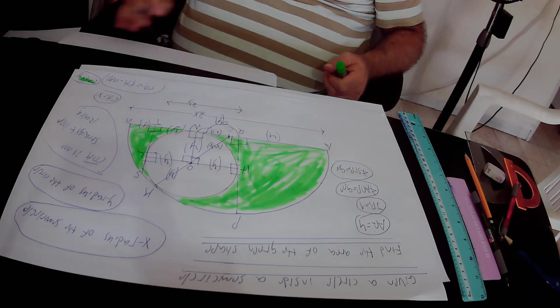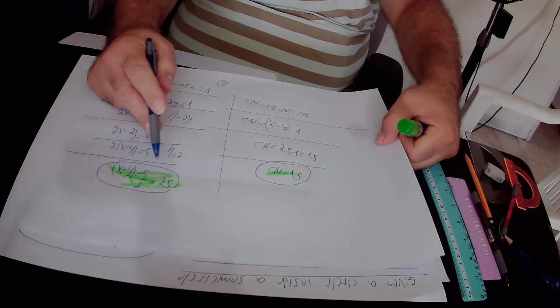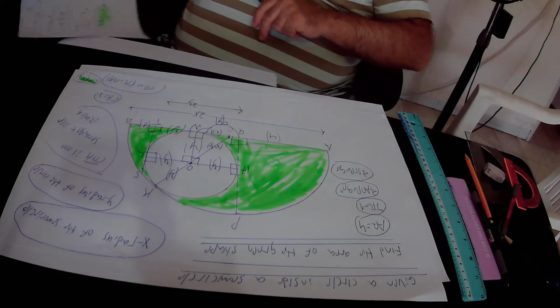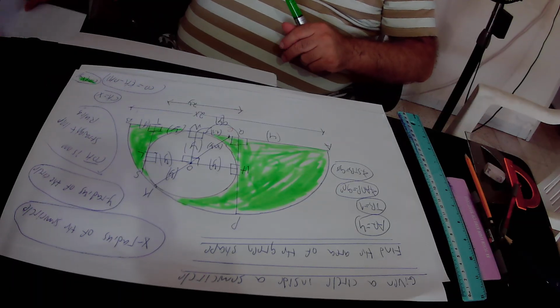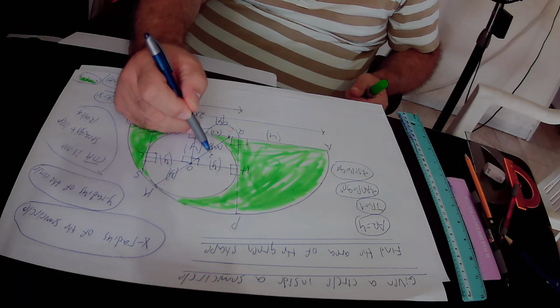But we have already found out that x minus y equals 2.5. So we can say that CO equals 2.5 units in its length.